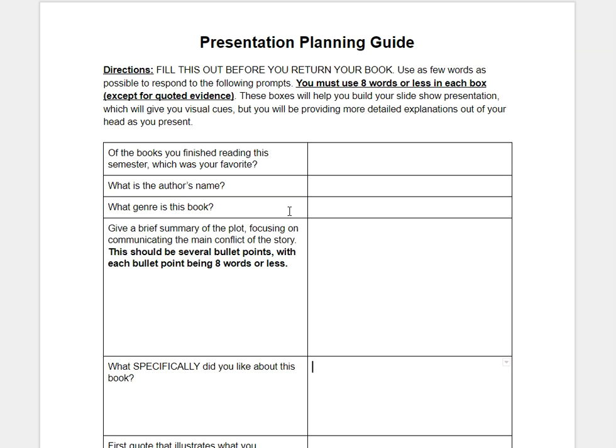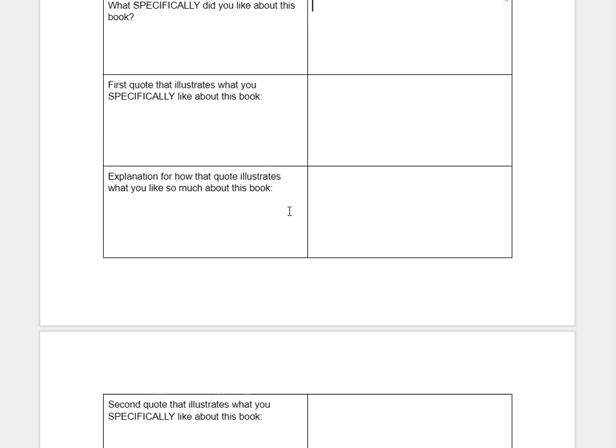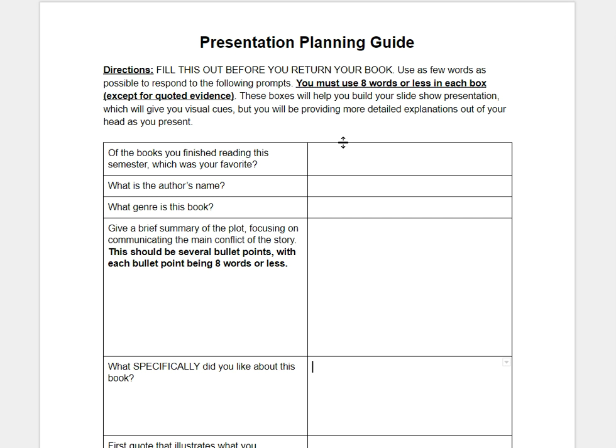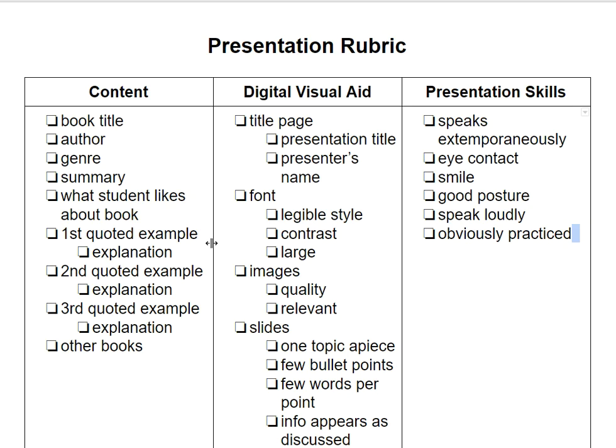So after you have this thing filled out, and it gives you directions at the top of how to fill this out, there are very specific things about it, like using 8 words or less. This is all to help you build your presentation. One of the things you're being rated on is how well you use a digital visual aid, which is a fancy way of saying you're going to use a Google slideshow.